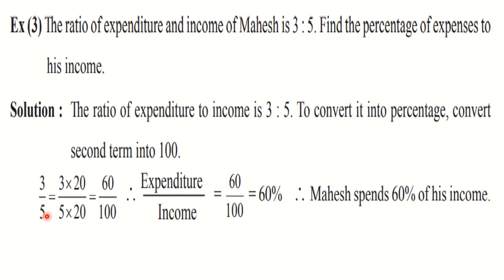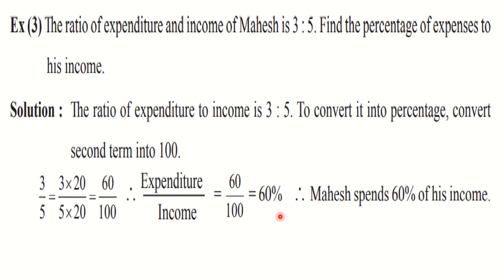If we multiply 5 by 20, we are going to get 100. But as we have seen in the second property, we have to multiply both the places, both the terms, first term as well as second term. So here we are multiplying both the places, 3 into 20 and 5 into 20. So what are we getting? 60 upon 100. Now this second quantity is 100. So the ratio is called a percentage, and this 60 upon 100 we can write as 60%.